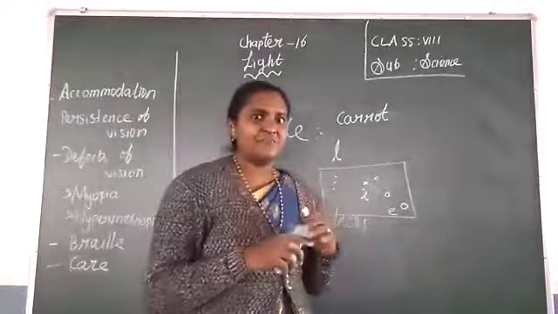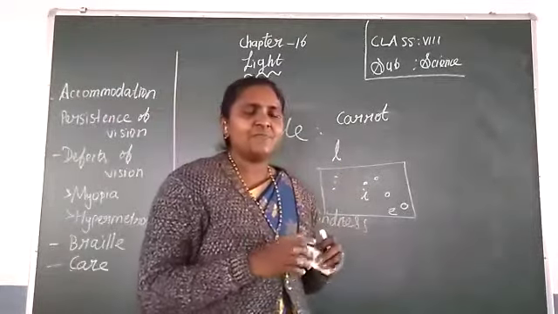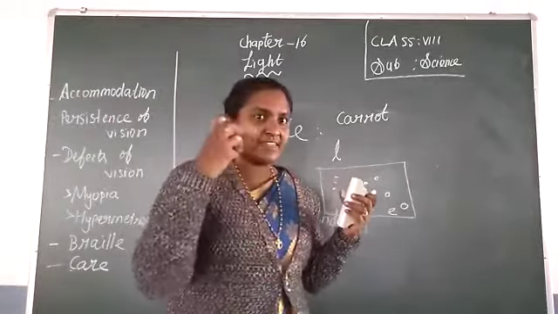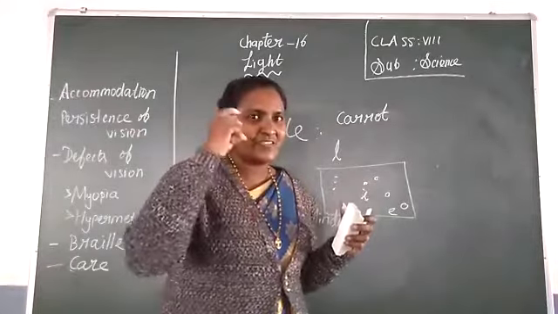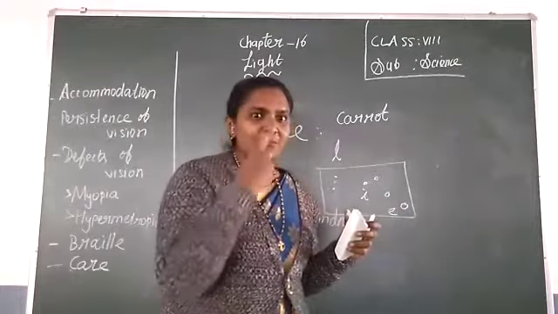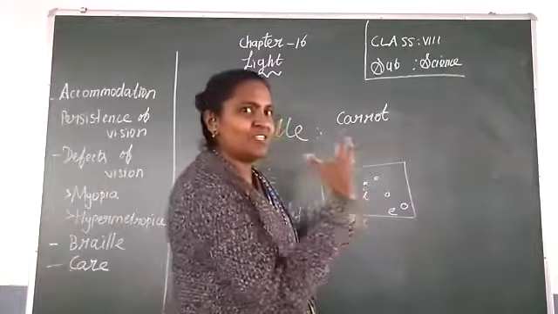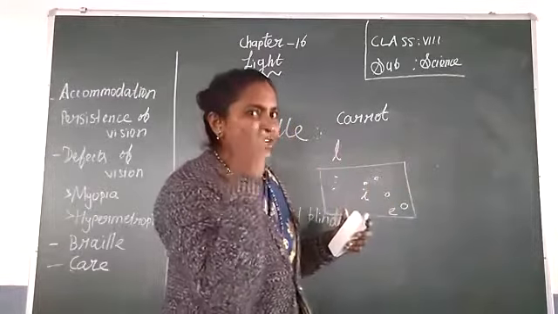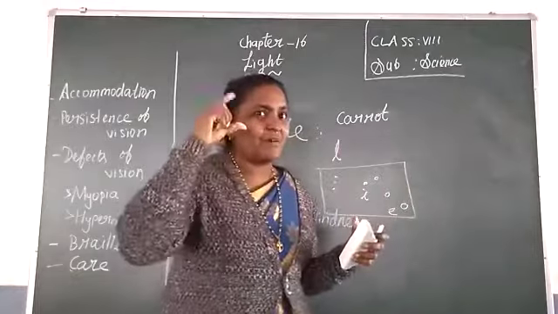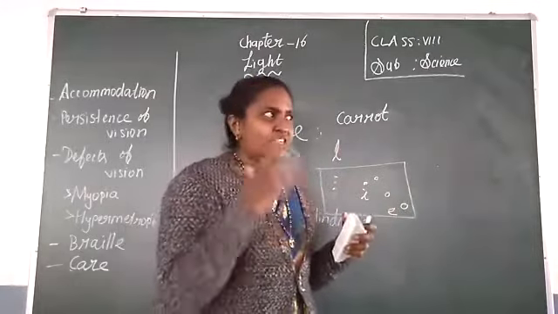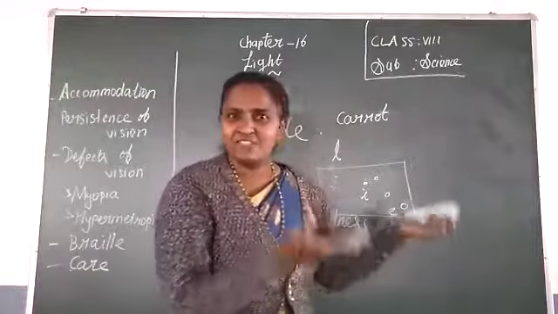Accommodation. What is accommodation? Accommodation of the eye means, our eye lens is a convex lens. It is held by the ciliary muscles. How do we see far away and nearby objects? The focal length of the lens is adjusted with the help of the ciliary muscles, so that we can see the object which is near or far away.